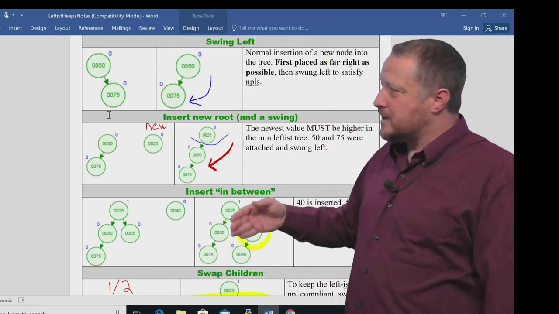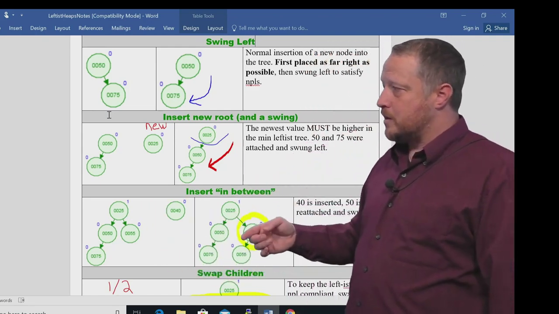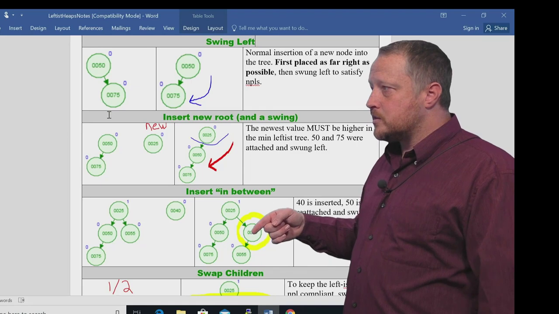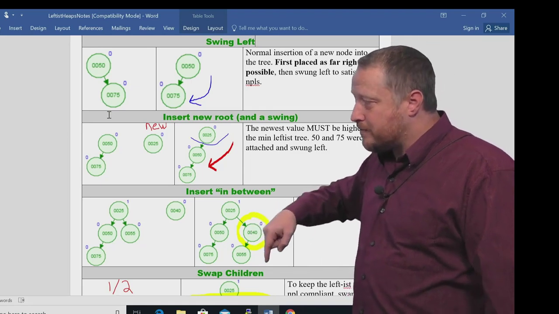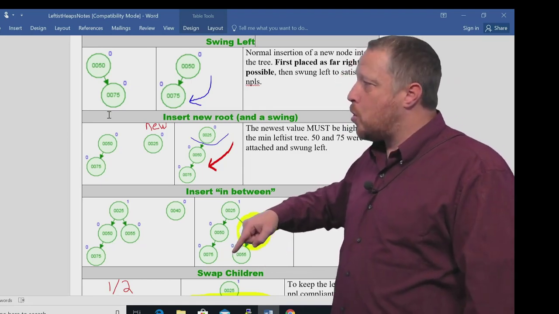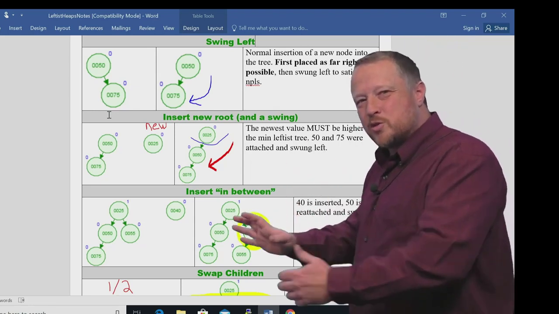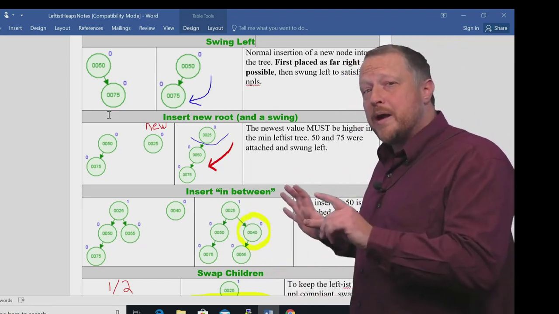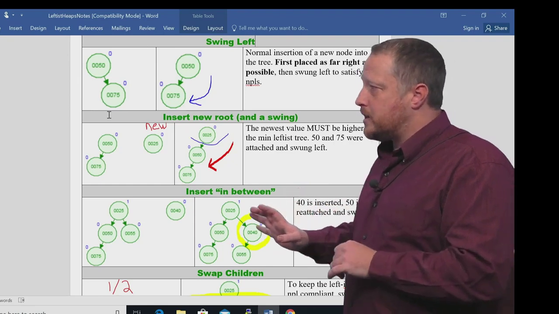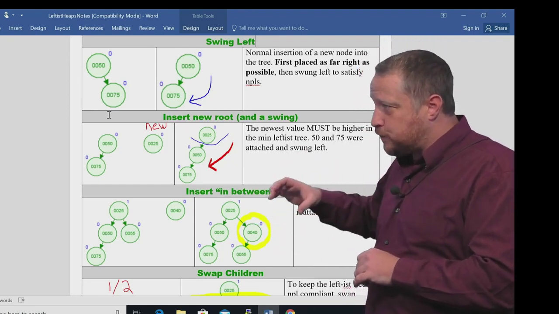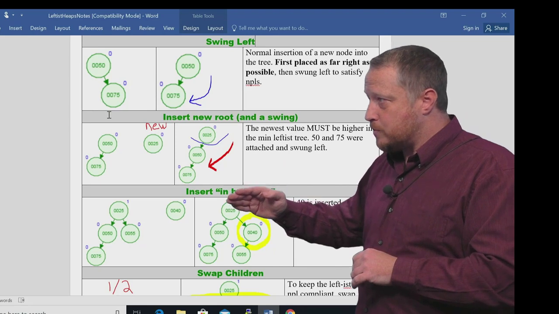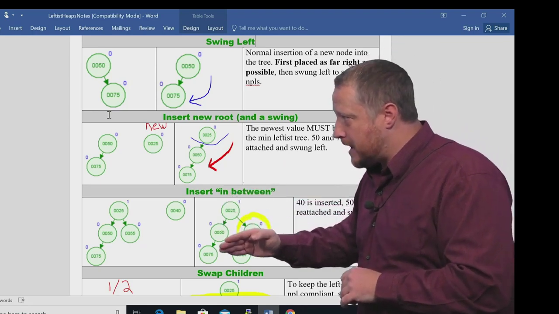So what physically happens, and that's why it's called the insert in between, is 40 gets inserted, and 55, again, really it's here, but then it gets swung to the left-hand side. So notice how every time, at the end, things get swung to the left if there is space. But that's where you have the in-between, because with 40, think of this as a heap. There's your min, my next min from that.